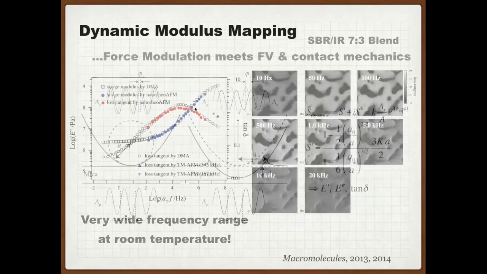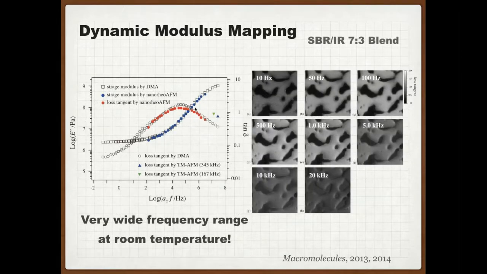Now I show you the first example of using this type of technique. Once again, the sample is an SBR-IR immiscible blend. On the right-hand side, you can see the frequency-dependent changes of the images of this immiscible blend sample, from 10 Hz to 20 kHz. On the left-hand side is a summary of the frequency dependence.